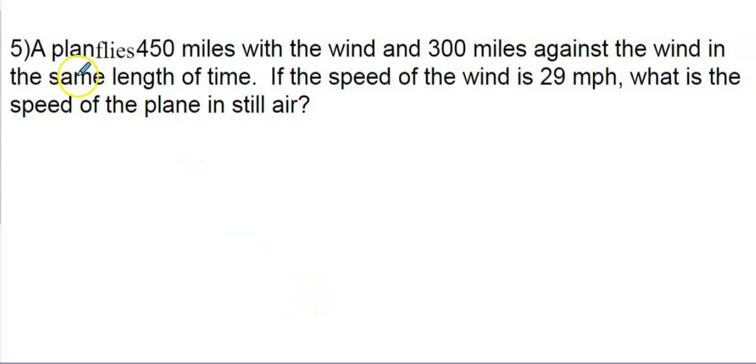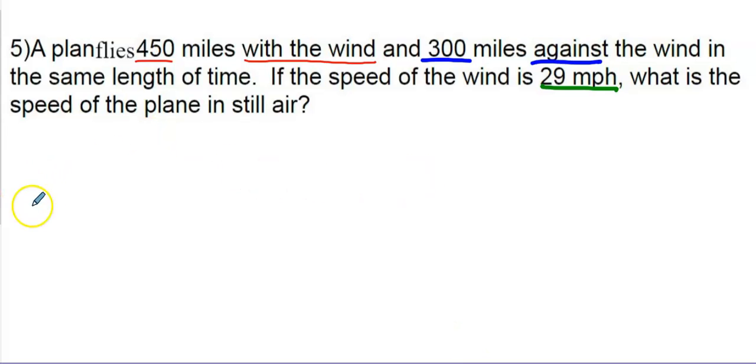This is not the same on yours because I typed these myself and I didn't really look to see what I was typing, so it's misspelled up here. It's supposed to say a plane flies, not a plan flies. Anyway, a plane flies 450 miles with the wind, 300 miles against the wind. The wind speed is 29 miles an hour.